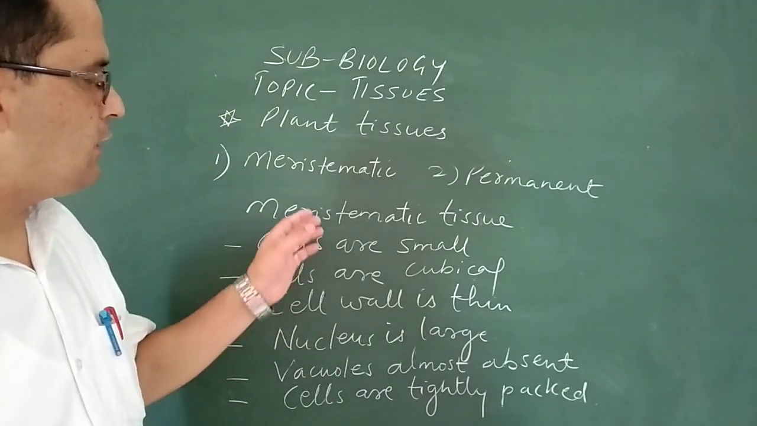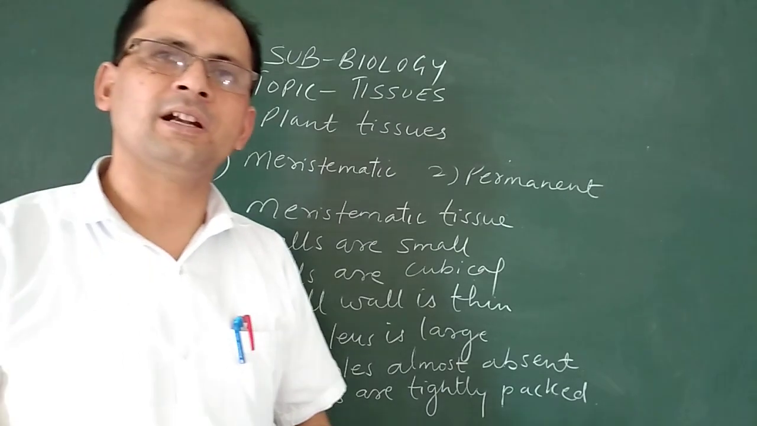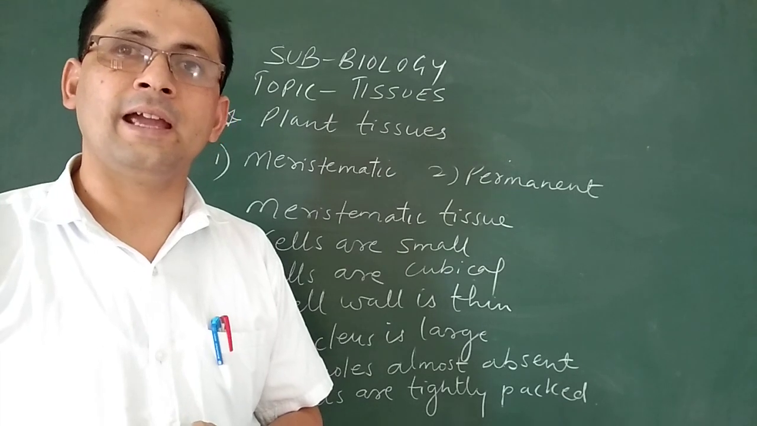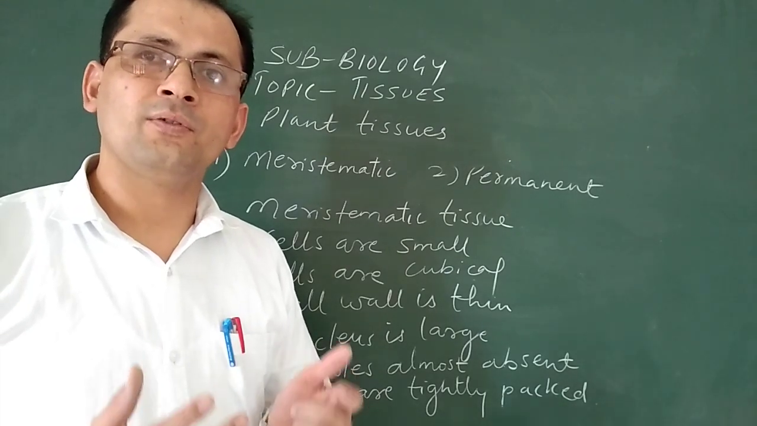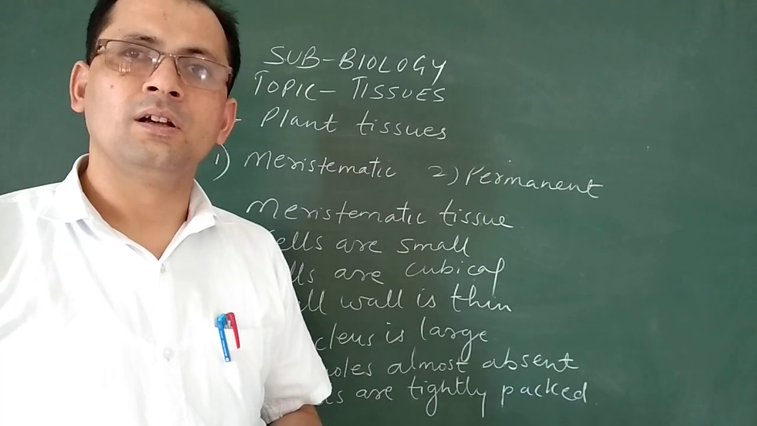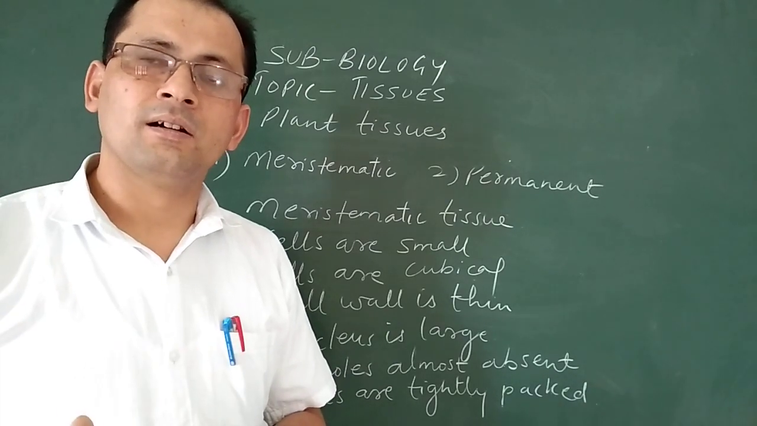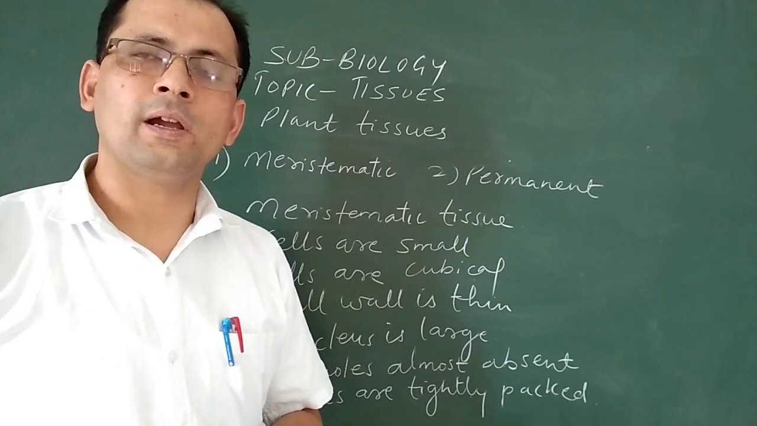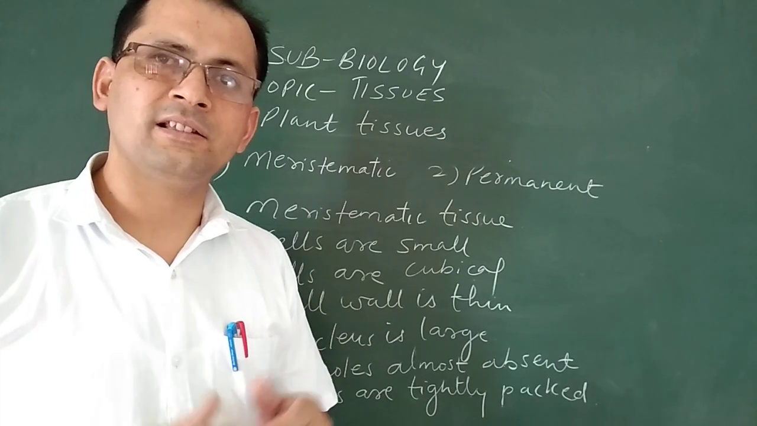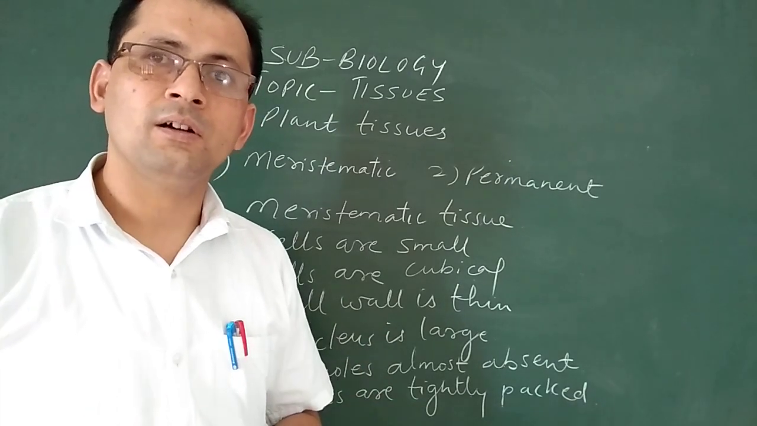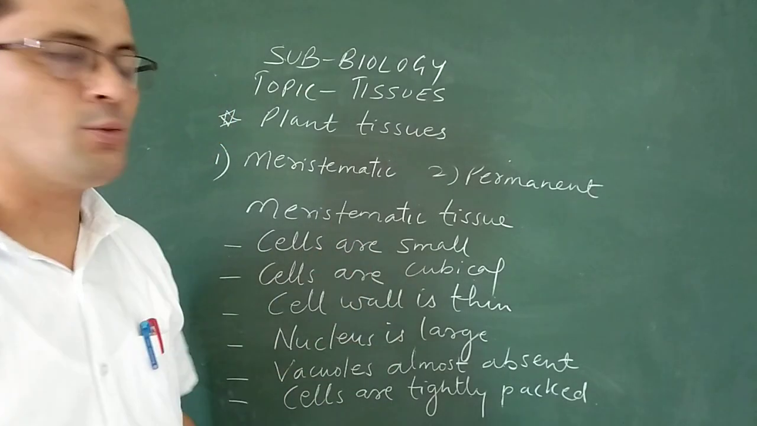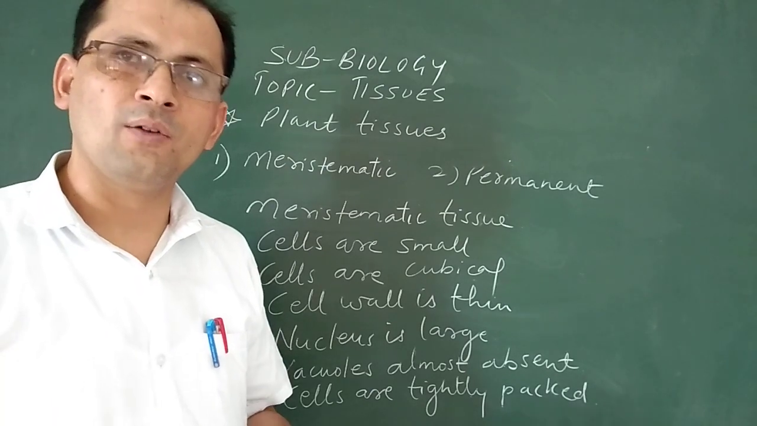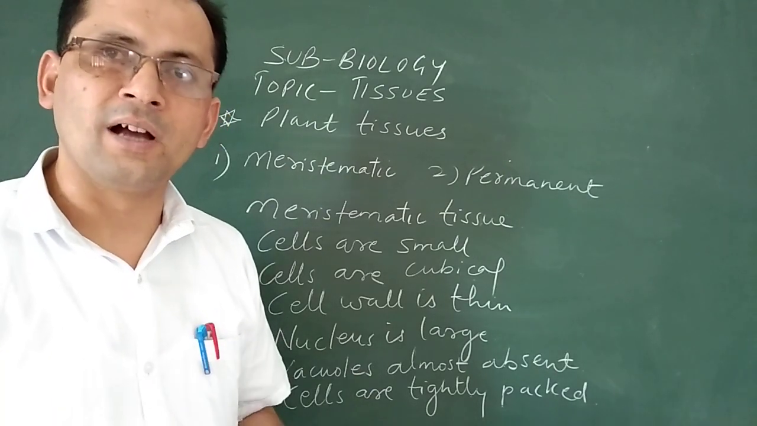Now you can see where these meristematic tissues are found in the plant. They are found at the growing regions of the plant, like the tip of the root, tip of the stem, tip of the branches. It is also found in the bark, the outer covering of the wood of the plant, as well as in the wood. It is also responsible for the increase in the length as well as the increase in the diameter of the plant. So meristematic tissues are present in the growing regions of the plant, for example the tip of the root, tip of the shoot, tip of the branches.